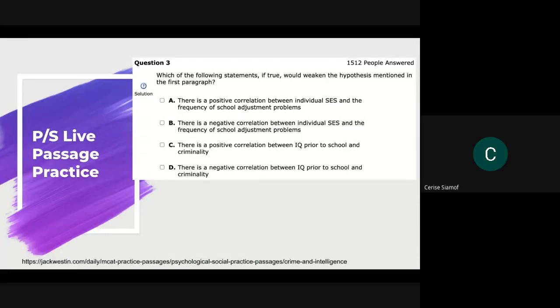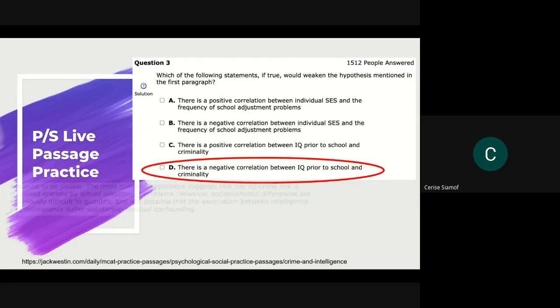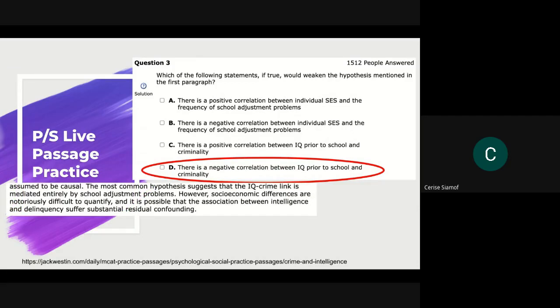Okay, so 3 is, which of the following statements, if true, would weaken the hypothesis mentioned in the first paragraph? So the answer is D. And I've put here the hypothesis that they're referring to. So they're referring to the hypothesis, which is that the IQ crime link is mediated entirely by school adjustment problems. So it's that first sentence.